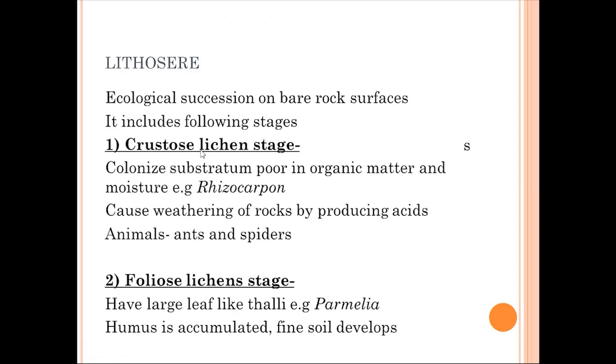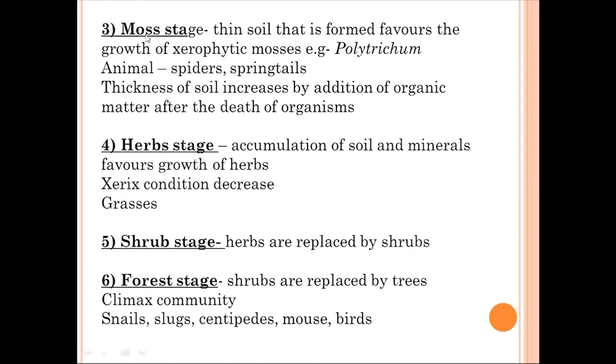Okay, so it began with the lichens, crustose, foliose, and then the mosses. So here it will now be colonized by herbs. So the soil and the minerals will favor the growth of herbs, and xeric conditions will decrease. That means the dry conditions will decrease, and slowly the moisture content of the land will increase, and therefore grasses are favored in this stage.